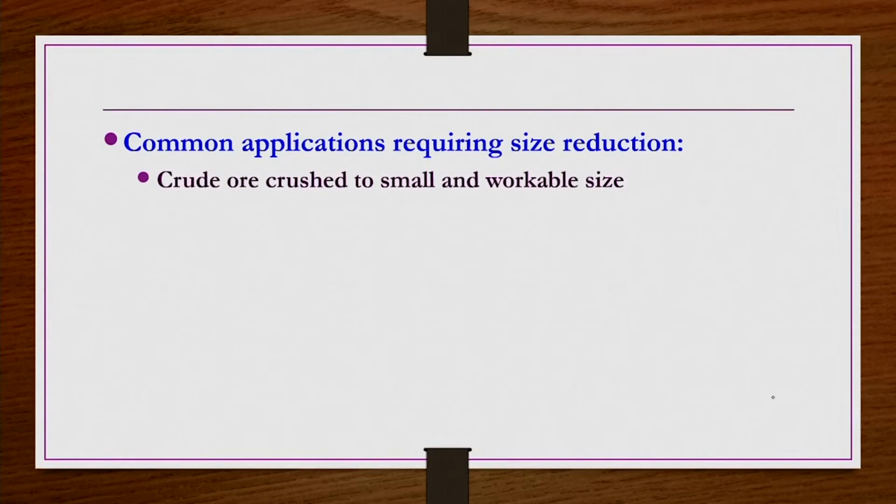Though we have seen several common and individual applications, specific to a given problem or type of problem, we have a kind of recapitulation again. Common applications requiring size reduction include crushing crude ore into smaller, workable sizes, because from natural resources we get big rocks as raw material. Big rocks cannot be handled properly in any unit operations or unit processes. Even if you handle them, the overall productivity or efficiency of the process will not be good enough.